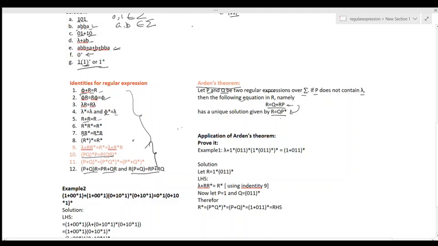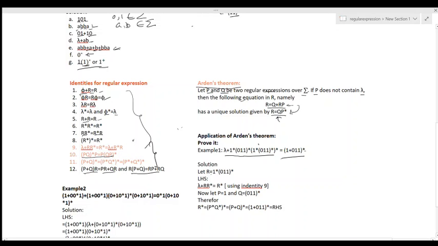This result is very much important, because it can be used to minimize any large regular expression. We will see how it is used in the reduction of regular expressions. For example 1, on the LHS we have lambda plus 1 star (0 1 1 star) whole star, then again 1 star (0 1 1 star) whole star. So we have to prove that this LHS equals the RHS.